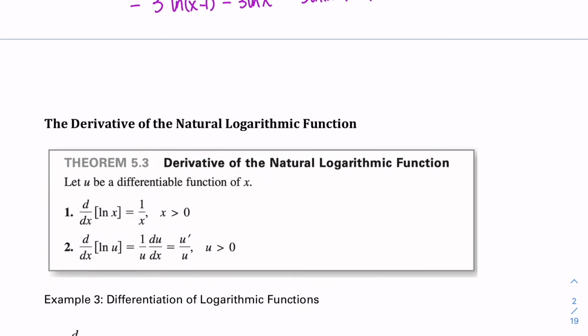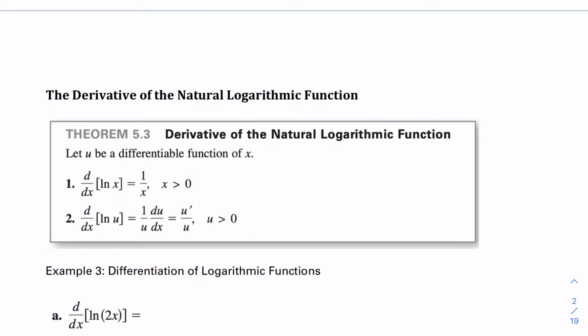The next topic is the derivative of the logarithm function. As we learned before, when we take the derivative of Ln of x, it gives us 1 over x. By definition, this x inside the Ln has to be positive. And if the inside is a function of x rather than x itself, we have to use the chain rule: u prime over u.